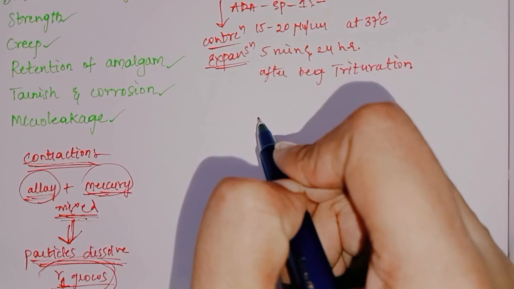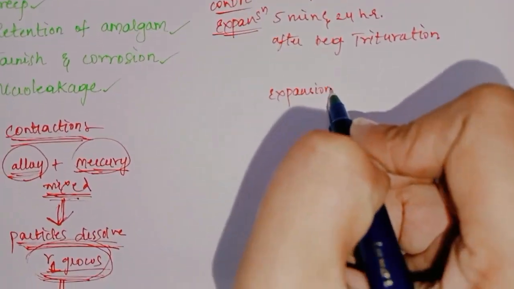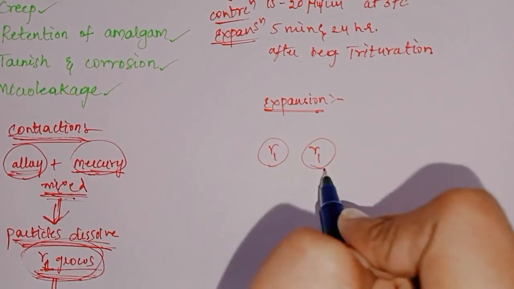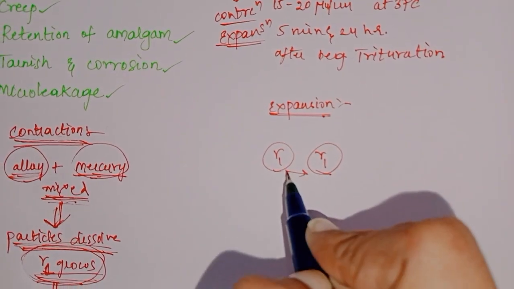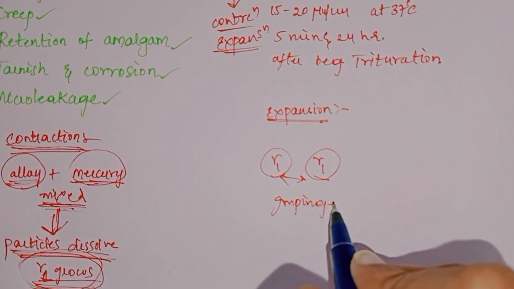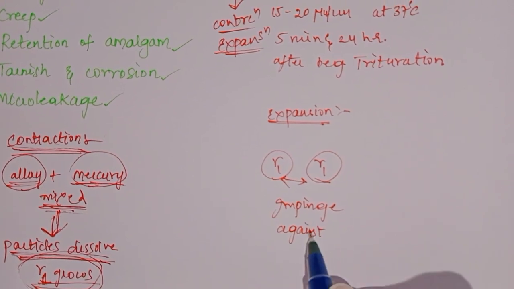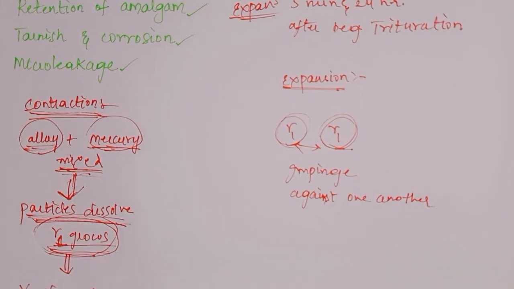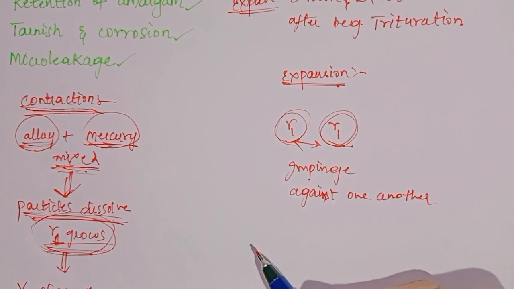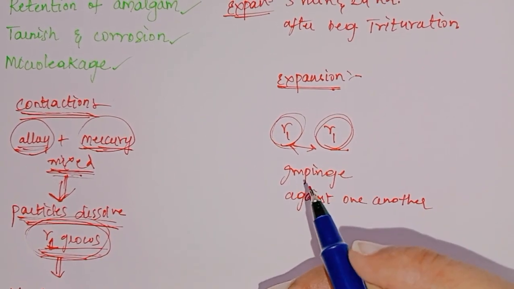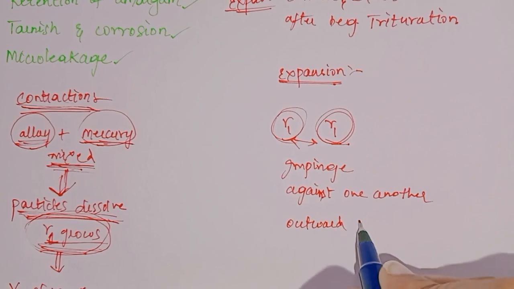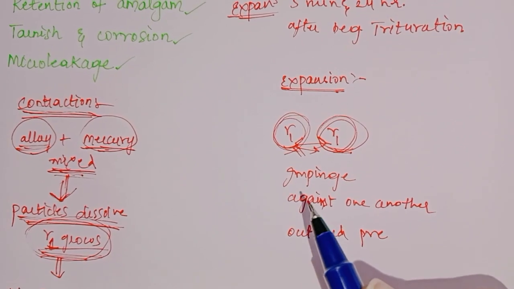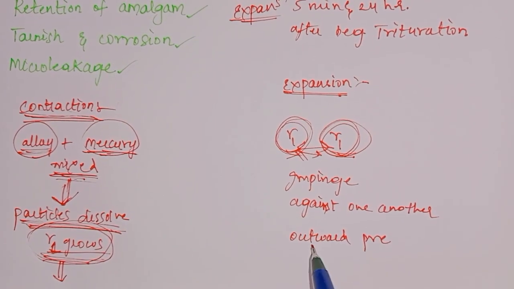Now let's see the expansion. As the gamma 1 crystals grow, they impinge against one another and produce an outward pressure tending to oppose the contraction.